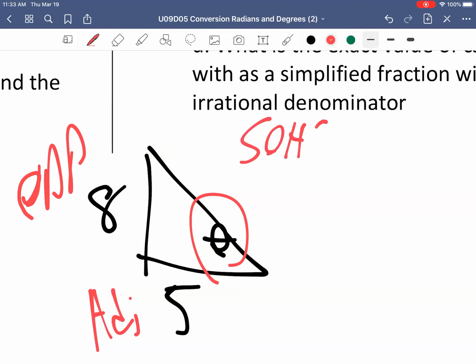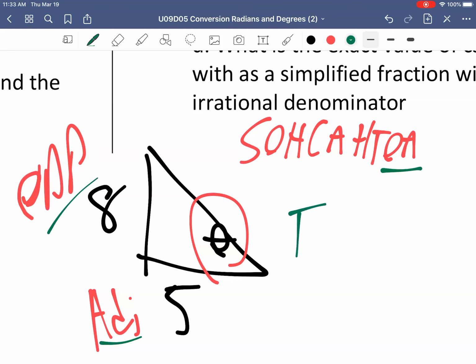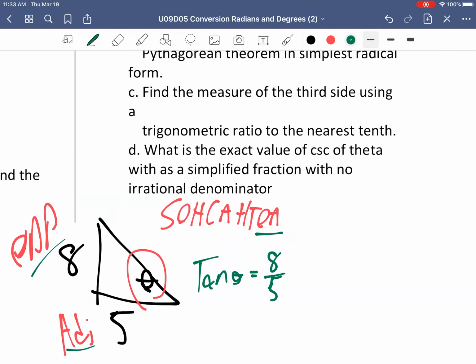So we would use SOHCAHTOA, and in this case we have the opposite and the adjacent, so that's tangent. So the tangent of theta is equal to 8 over 5. It should stand out to you if your hypotenuse is bigger than your opposite or adjacent. So that's kind of what I realized while it made me notice my error.